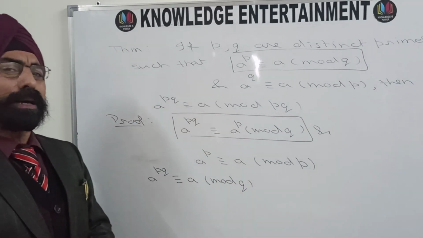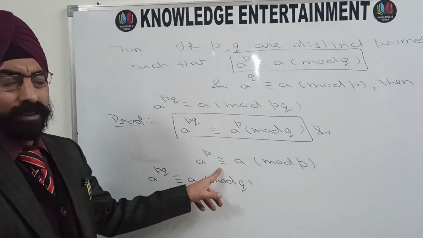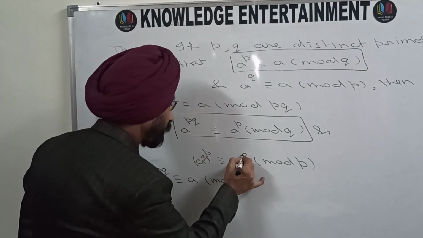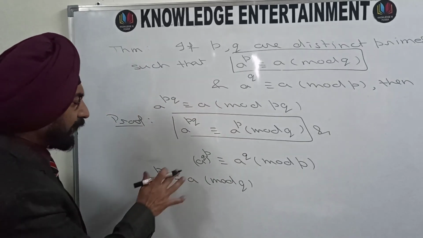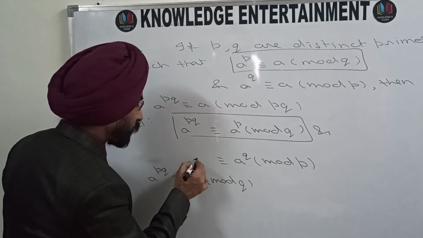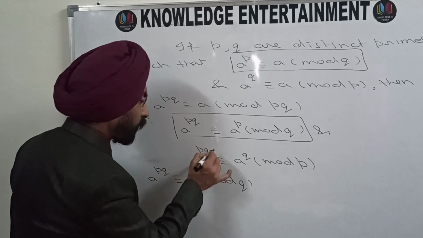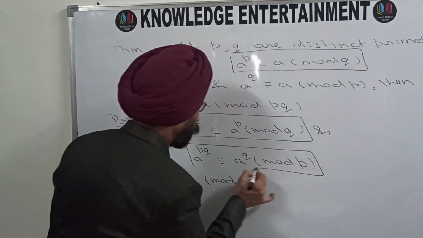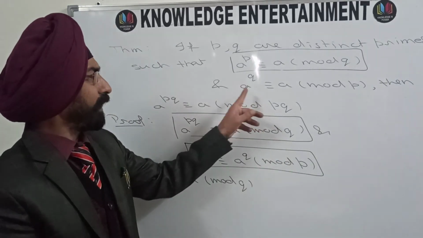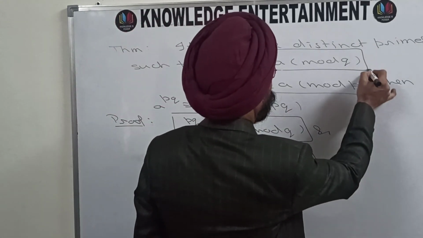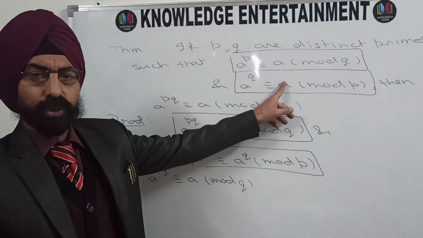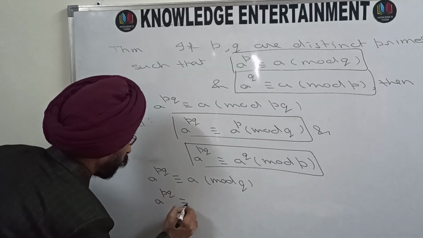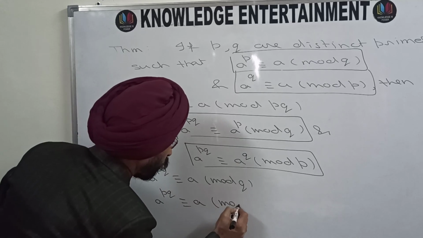The same game I am going to play with this equation. Replace A by now A raised to the power Q here. So the left hand side will once again become A raised to the power PQ. So A raised to the power PQ now is congruent to A power Q modulo P, and A power Q is congruent to A modulo P. Once again, using transitivity, you will get A raised to the power PQ is congruent to A modulo P.